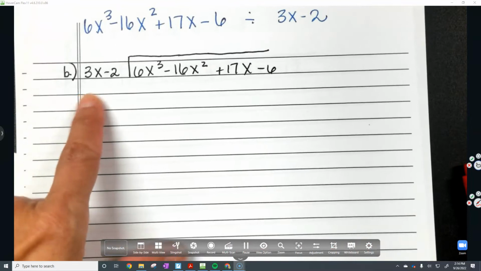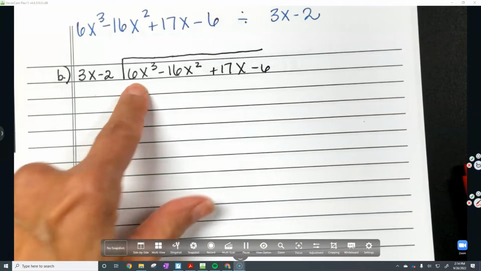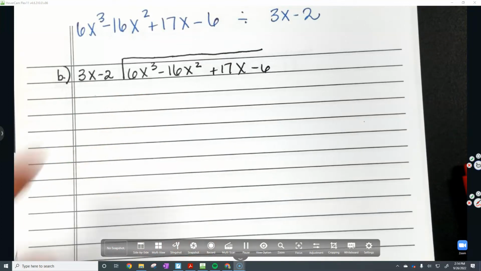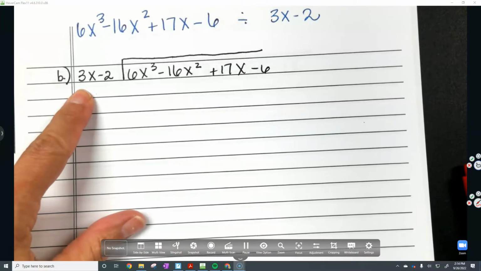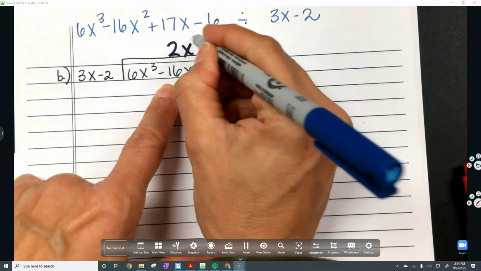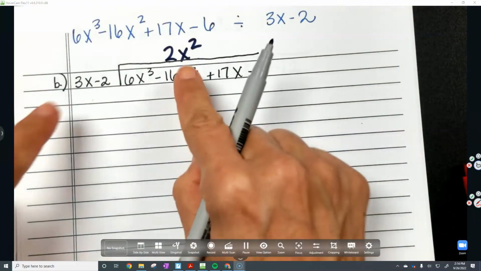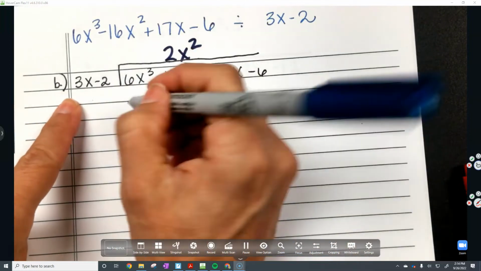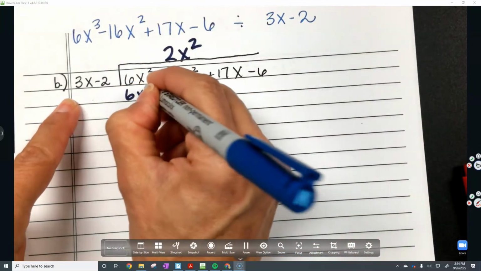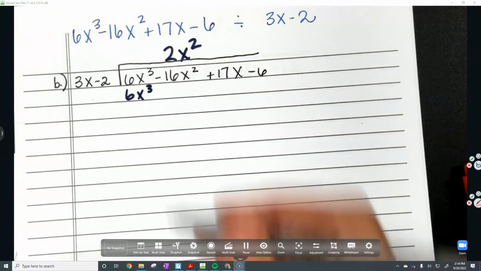Now we're making that 3x look like 6x to the third. The rest doesn't matter. All we want is that 3x to look like 6x to the third. What can we multiply this by? 2x squared. Put all of your quadratics in the same column. Let's distribute. 2x squared times 3x is exactly what we wanted, 6x to the third. And then, y'all, 2x squared times that negative 2 is going to be a negative 4x squared.